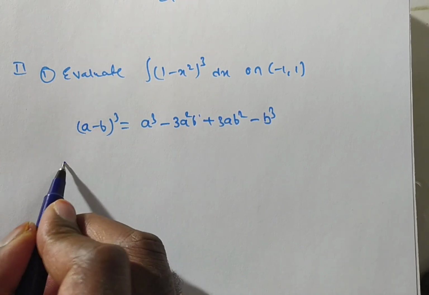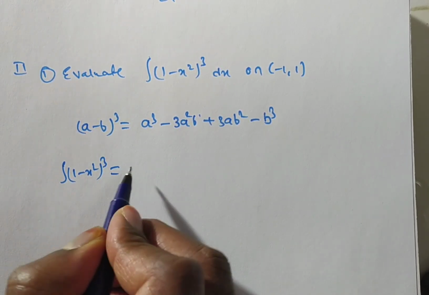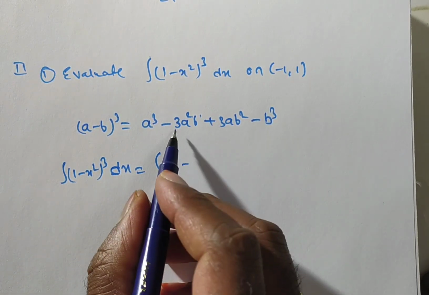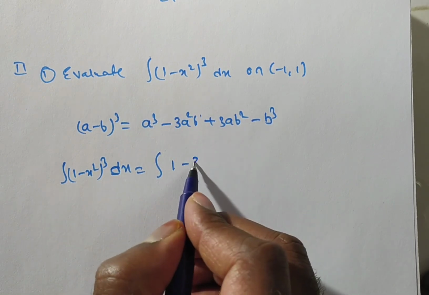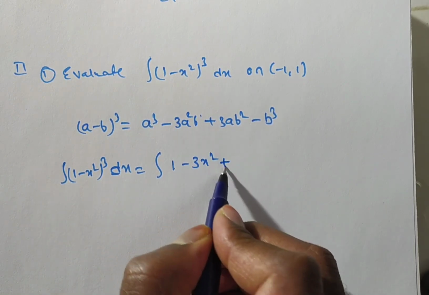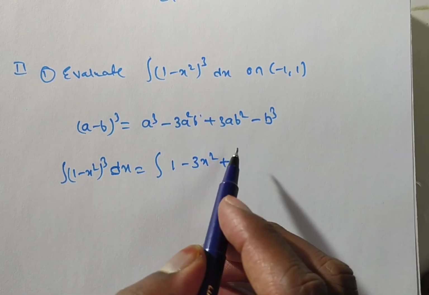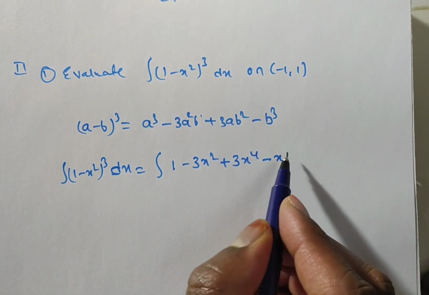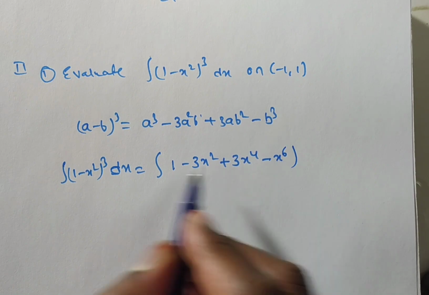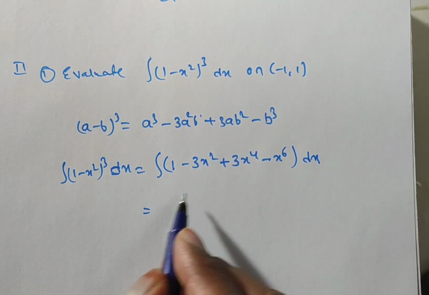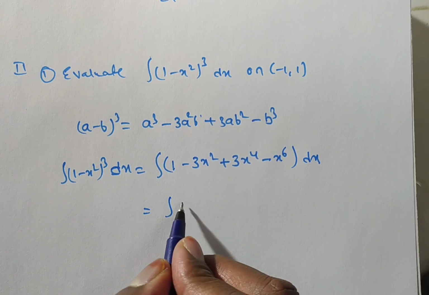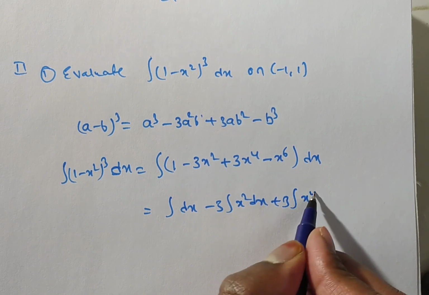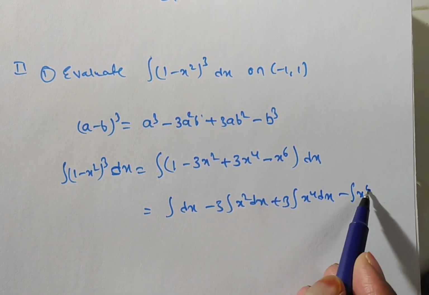So the integral of (1 minus x square) whole cube dx is equal to the integral of a cube, that is 1 cube, which is 1, minus 3x square, plus 3 into 1 into x to the power of 4, minus x square whole cube, which is x to the power of 6, dx. Now by linearity property we can write this as integral 1 dx minus 3 times integral x square dx plus 3 times integral x to the power of 4 dx minus integral of x power 6 dx.